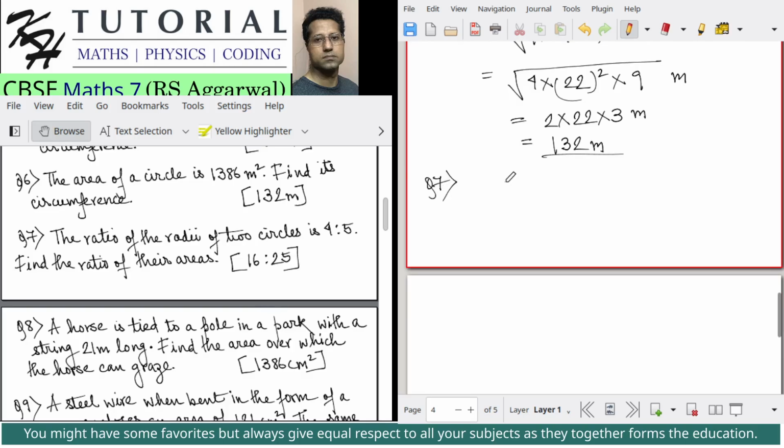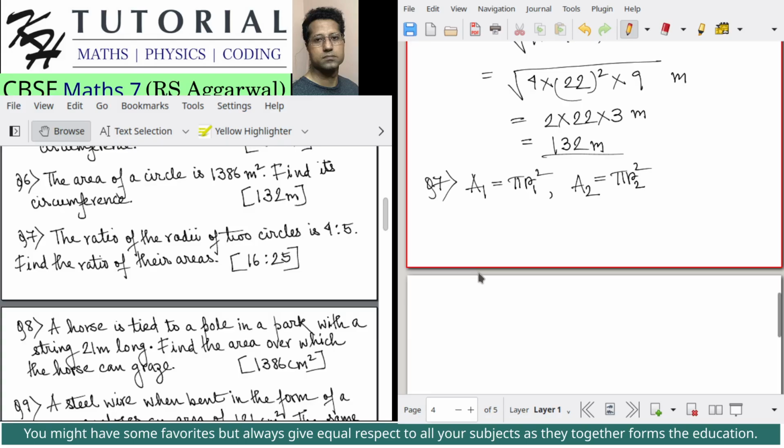The ratio of the radii of two circles is 4:5. Find the ratio of their areas. So the ratio of the radius of two circles is given to be 4:5. Let's consider R1 and R2 be the radius of the two circles. Let A1 be the area of the first circle, which is having a radius R1. So A1 is equal to pi R1 square, and we will have A2 be the area of the second circle having a radius of R2. So A2 will be pi R2 square.